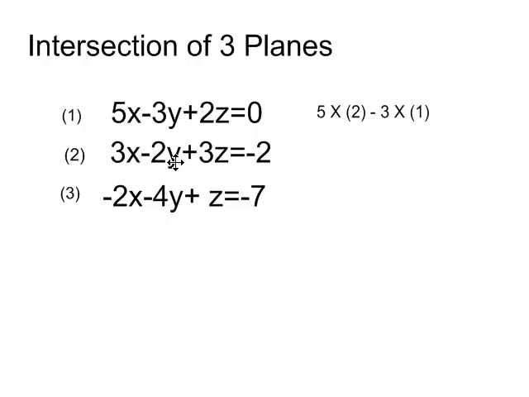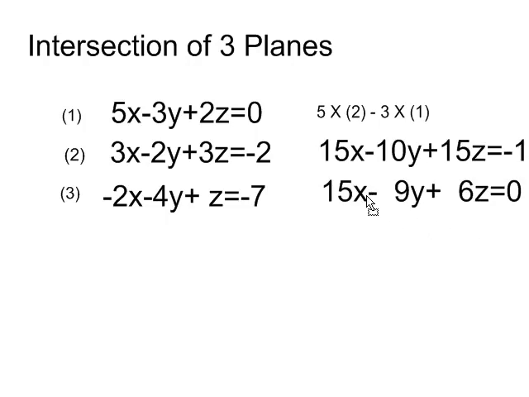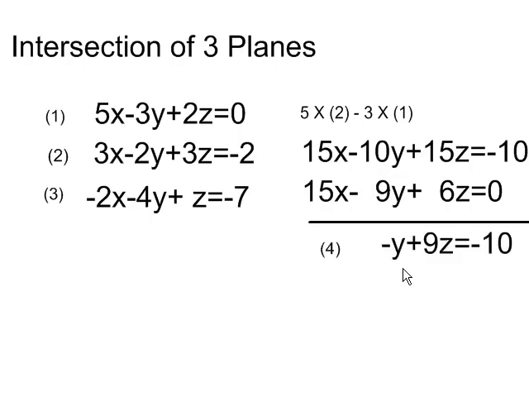So 5 times equation 2 minus 3 times equation 1. There is 5 times equation 2, there is 3 times equation 1, and now I get my result, which is negative y plus 9z equals negative 10. This is my new equation 4. So there's the result of my first operation, using equation 1 to eliminate x from equation 2.